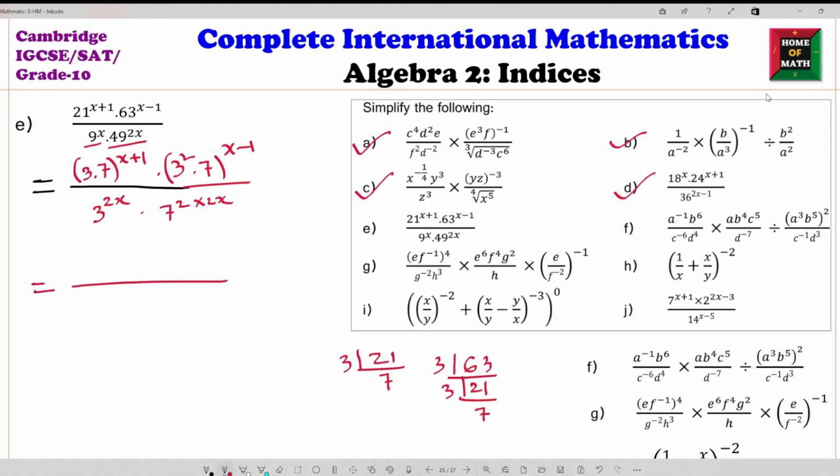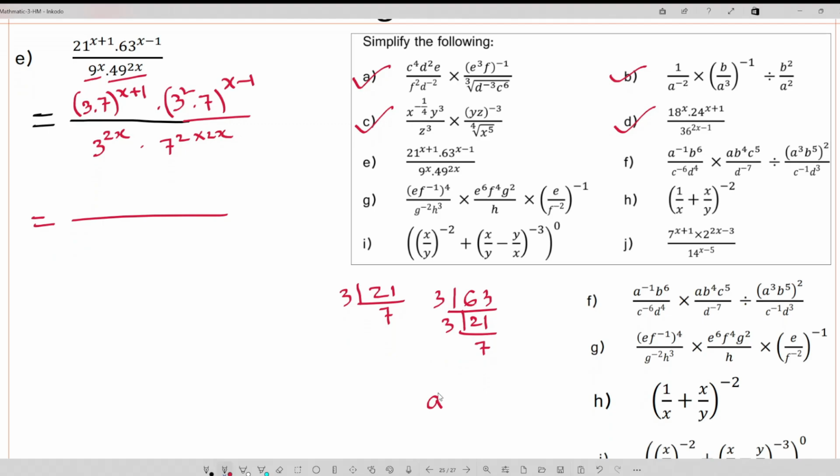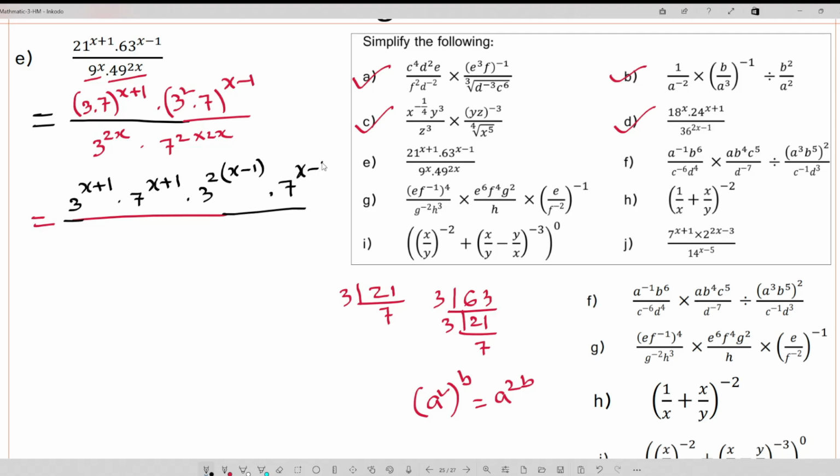We know one thing, look, a to the power a to the power b, we can write a to the power 2b. So here is 3 to the power x plus 1 times 7 to the power x plus 1 times 3 square, it means 2, and here is x minus 1 times 7 to the power x minus 1, and in the denominator here is 3 to the power 2x times 7 to the power 4x.